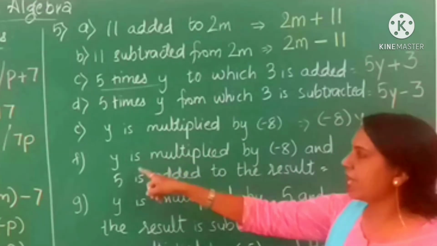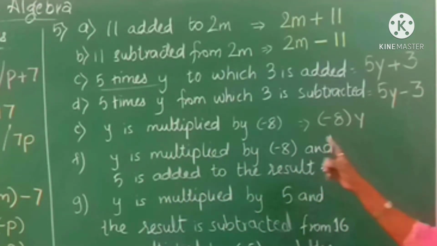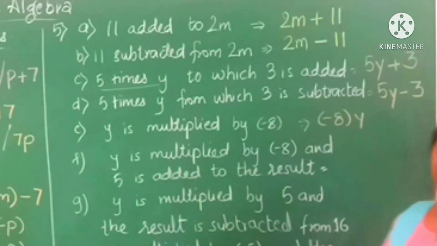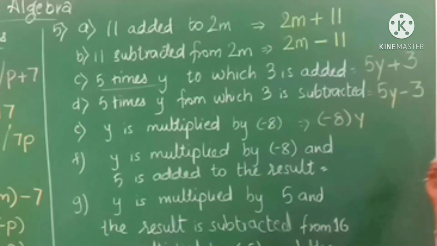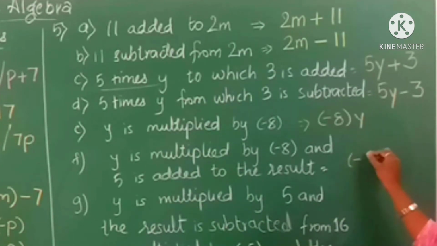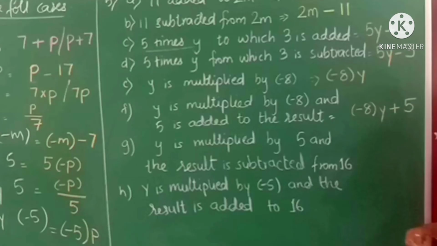Next y is multiplied by minus 8 and 5 added. Okay, what is added? 5 is added to the result. So we can write it as minus 8 multiplied by y. Now to which 5 is added. So it is plus 5.